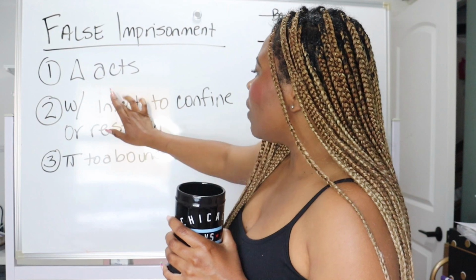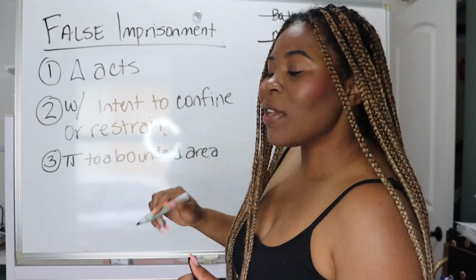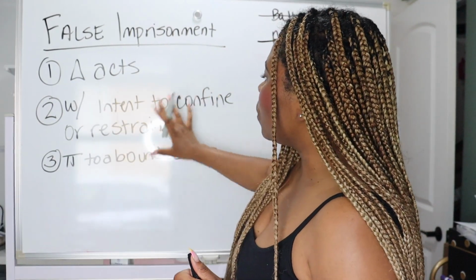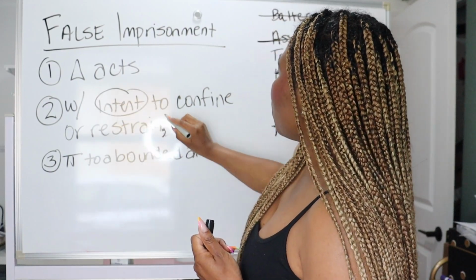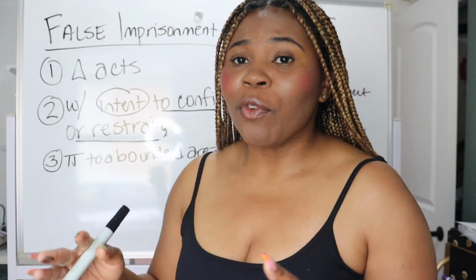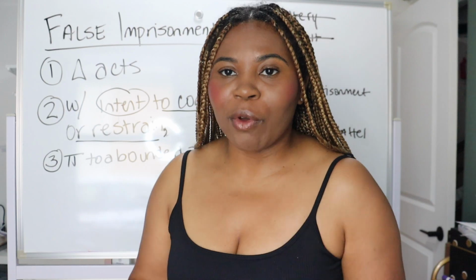And so you want to think of these two elements kind of like a sentence broken up into clauses. So think of it as being a comma right here. And we're going to evaluate this in two parts. So defendant acts with intent to confine or restrain. What does that mean? There are four different ways that we commonly see confinement and restraints being defined when we're dealing with false imprisonment.